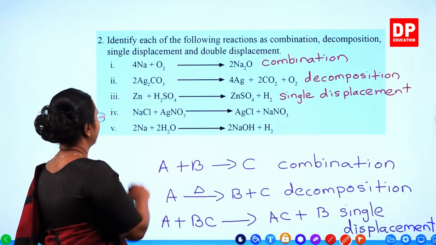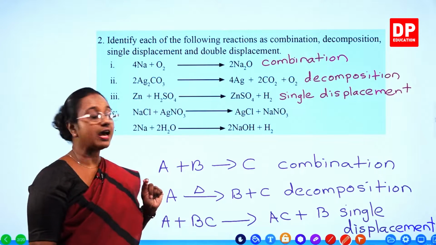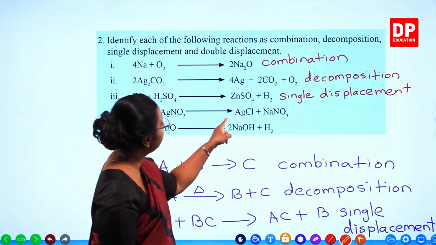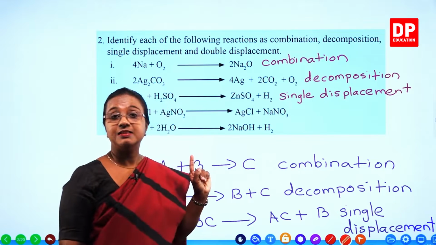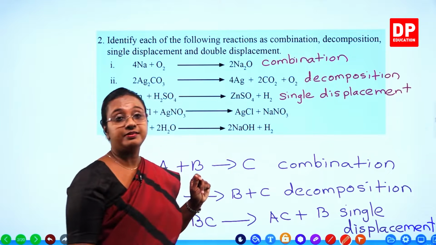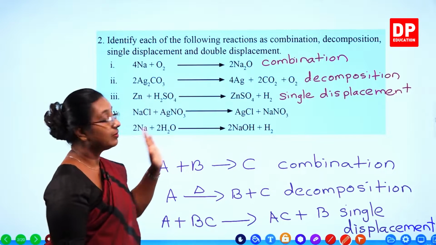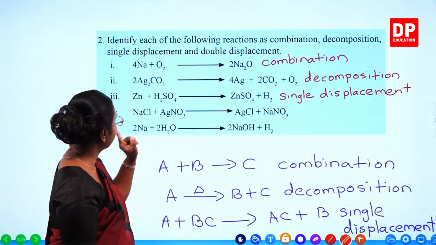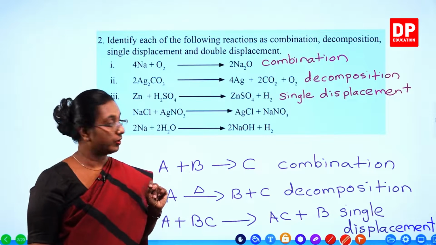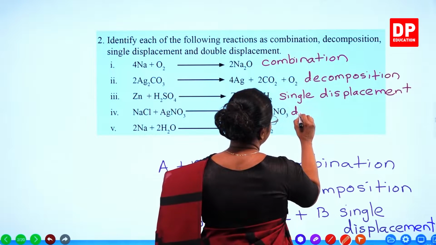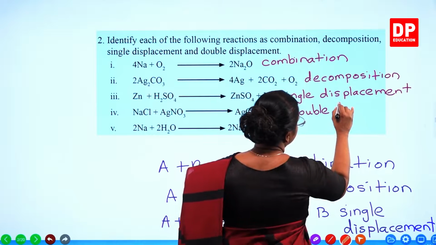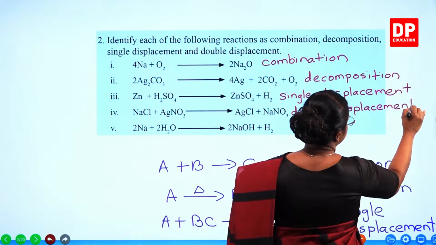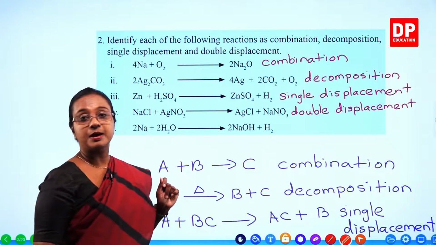Then we have this one, sodium chloride and silver nitrate. NaCl, sodium chloride, AgNO3, silver nitrate, giving rise to AgCl, that is silver chloride, and sodium nitrate, NaNO3. So easily you can see that it is a double displacement reaction. Sodium combines with nitrate, silver combines with chlorine. So it is a double displacement. The previous one was single displacement, this is double displacement.